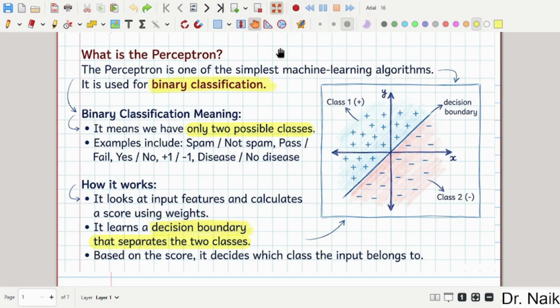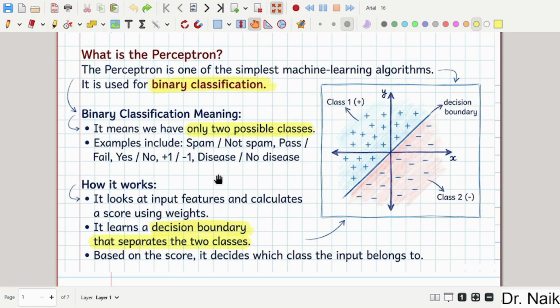Today we will learn the perceptron algorithm. So what is the perceptron algorithm? The perceptron is one of the simplest machine learning algorithms. It is used for binary classification. Binary classification means we have only two possible classes. For example, pass or fail, yes or no, plus 1 or minus 1, disease or no disease.